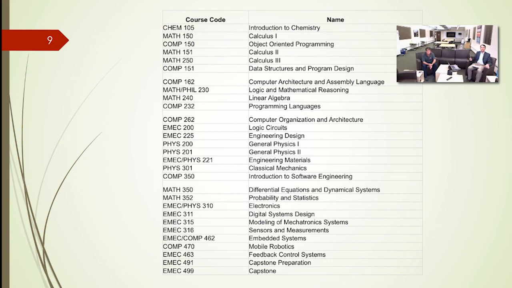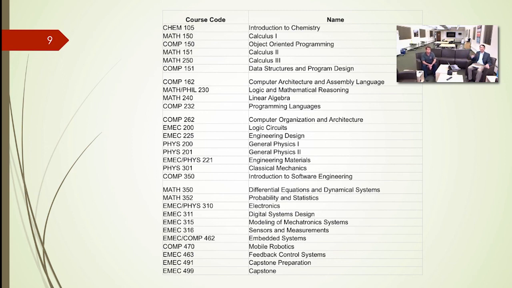And so you can see there in the first year, the 100 level courses are primarily math, a little bit of programming, and a little chemistry. And then the 200 level courses are your physics courses. We'll introduce a couple mechatronics courses, which are the EMech designation. So that's logic circuits, engineering design, engineering materials. There'll be a classical mechanics course.